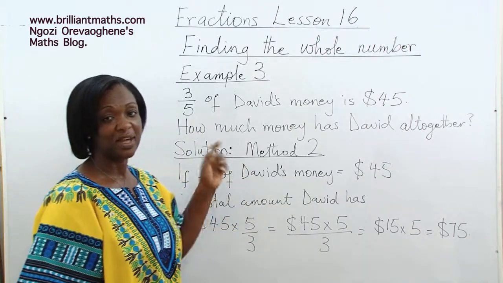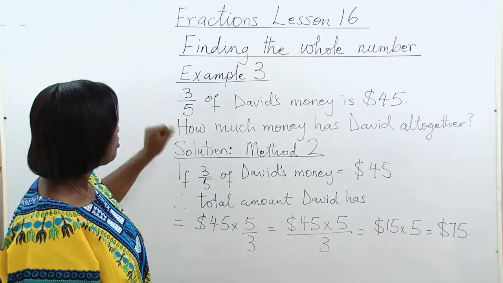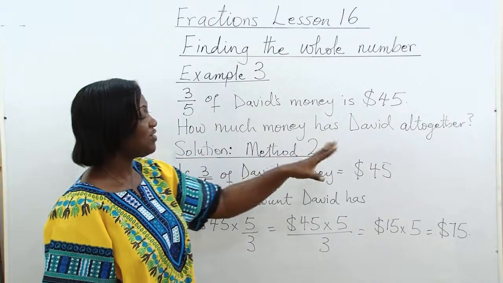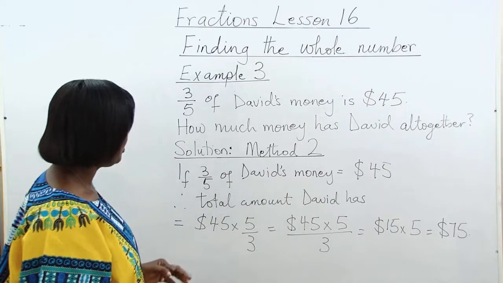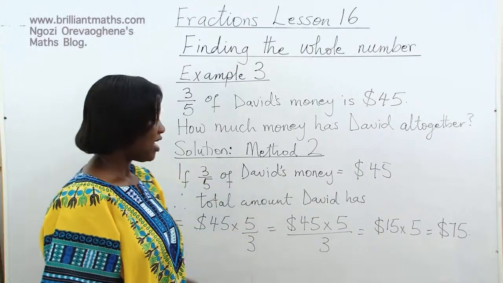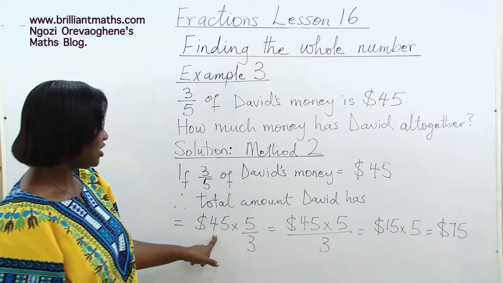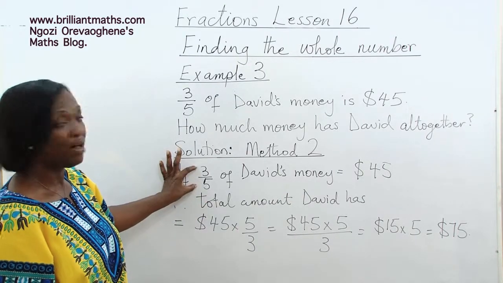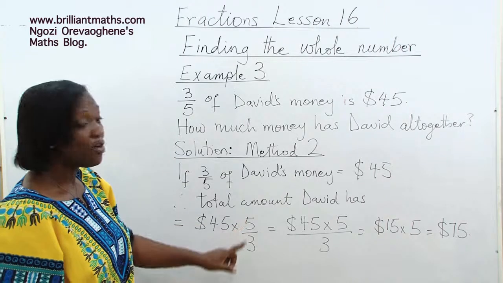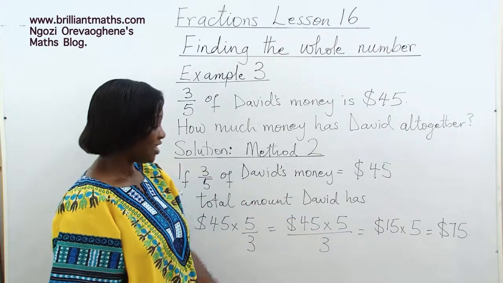We want to solve the same example using another method, maybe a shorter one this time. The same question, example 3. 3/5 of David's money is $45. How much money has David altogether? So for the second method, if 3/5 of David's money is $45, then the total amount David has is equal to $45 times the reciprocal of 3/5, which is 5/3. It becomes $45 times 5 divided by 3.